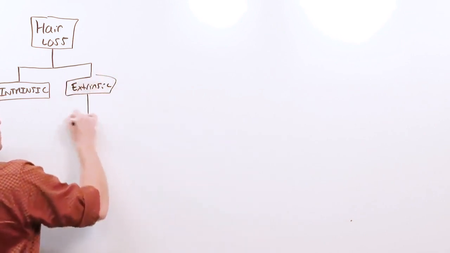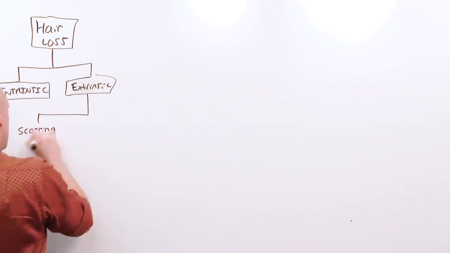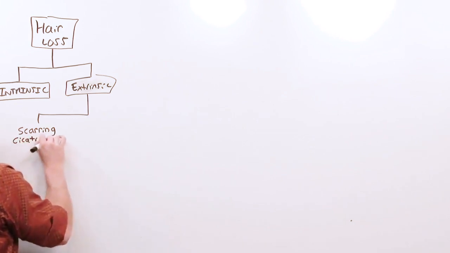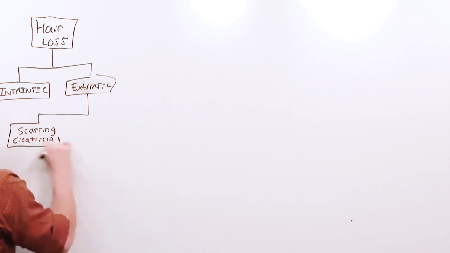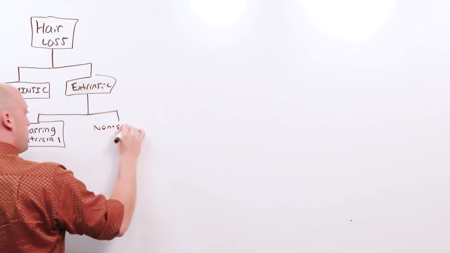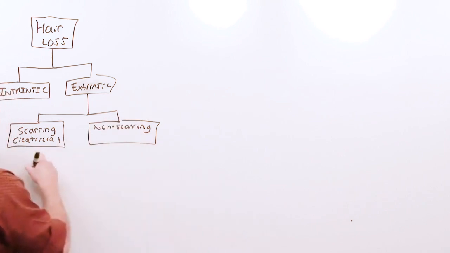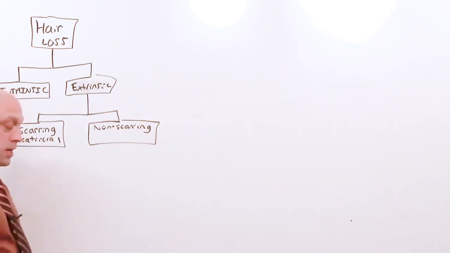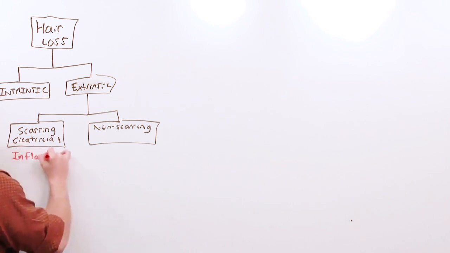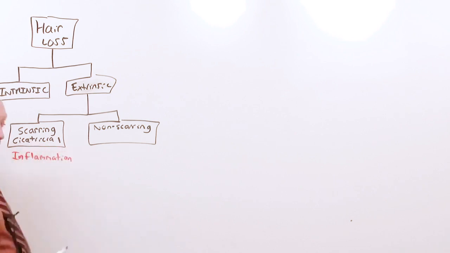In extrinsic, you're going to have scarring and non-scarring. Scarring is also called cicatricial. Don't memorize the word. That's for dermatologists. Non-scarring is the other one. In the scarring type, it's going to be inflammation. And the type of cells that are involved are going to determine subtypes. And that's all you need to know.